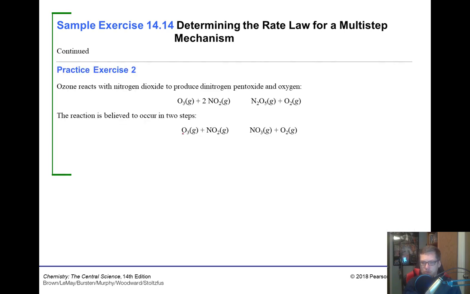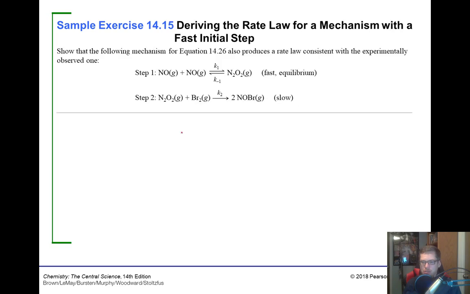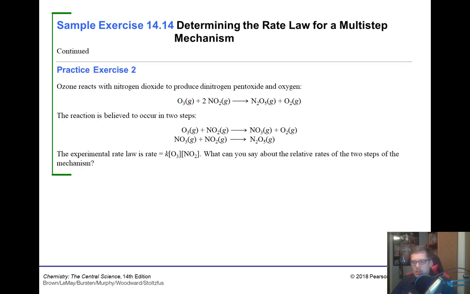Let's do this one here. Ozone reacts with nitrogen dioxide to produce dinitrogen pentaoxide and oxygen. The reaction is believed to occur in two steps. The experimental rate law is this. What can you say about the relative rates of the two steps of the reaction mechanism? Essentially they're asking, can we determine which one's the slow reaction and which one's the fast reaction?